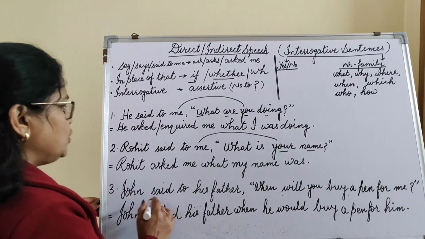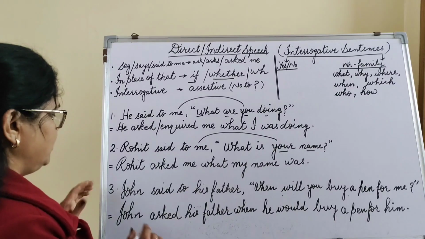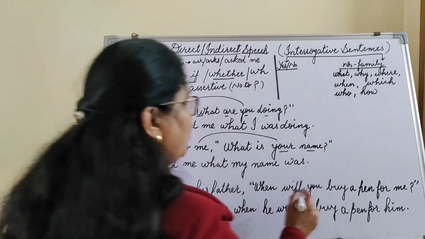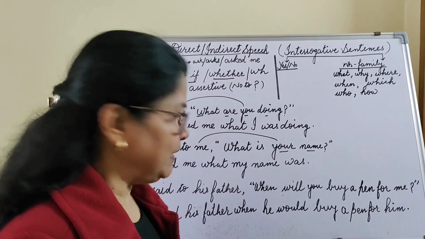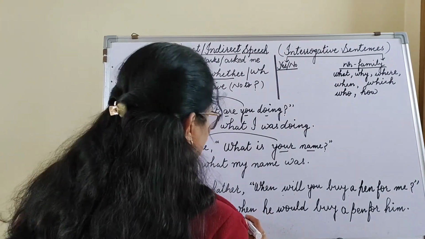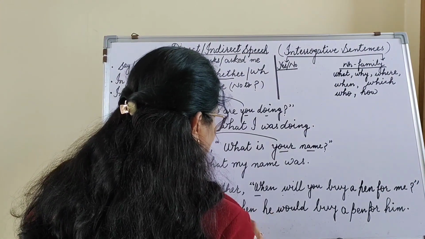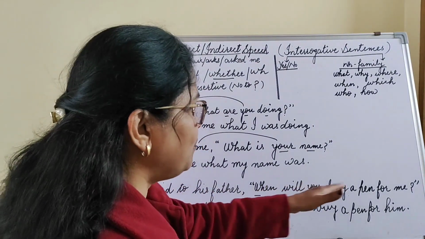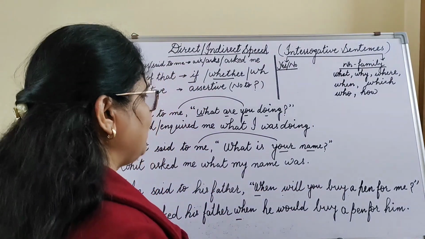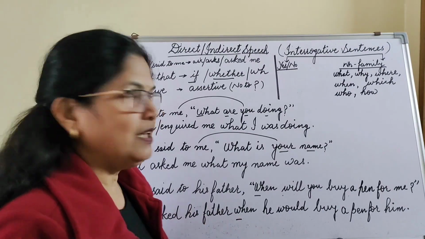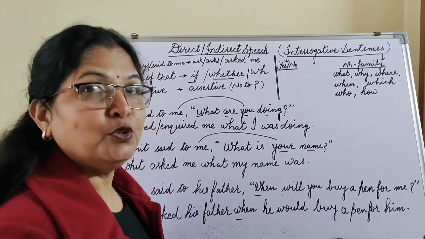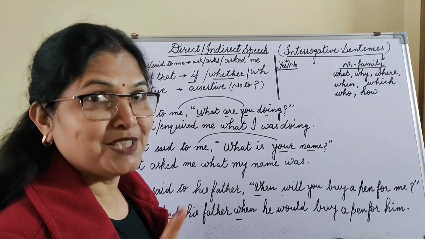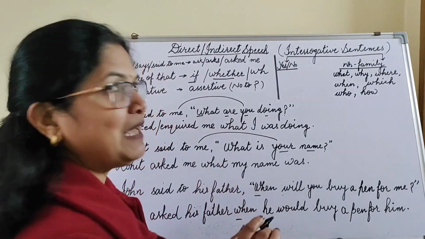Third one. John said to his father, "When will you buy a pen for me?" John asked his father. When will you buy a pen for me? So, here, when will come as it is. When? Will you buy a pen for me? Here you have to remember, when will you buy a pen for me? It's interrogative sentence. But, you will buy a pen for me, this is not interrogative. So, here you have to make assertive.